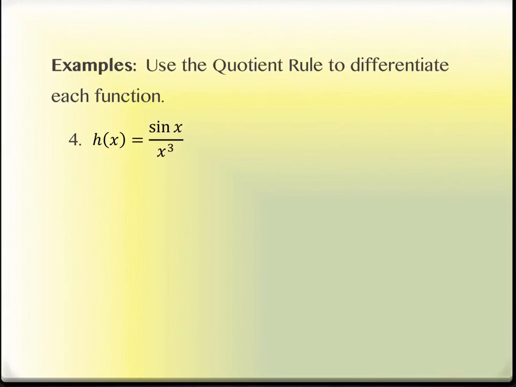Okay, quotient rule again. We have sine of x over x cubed, and we're going to take the derivative. Let me use my black. Okay, where will we start? Get the bottom times the derivative of the top.